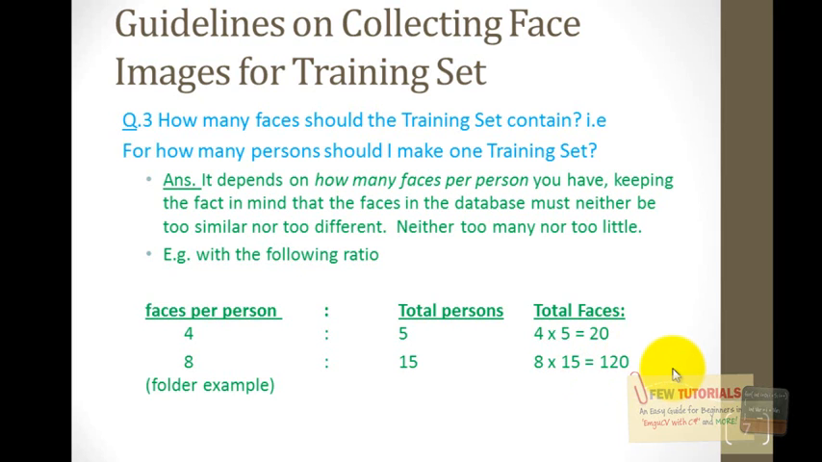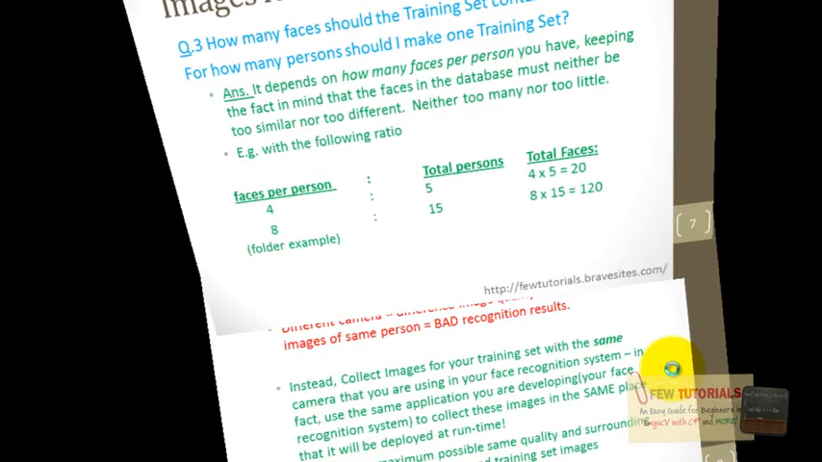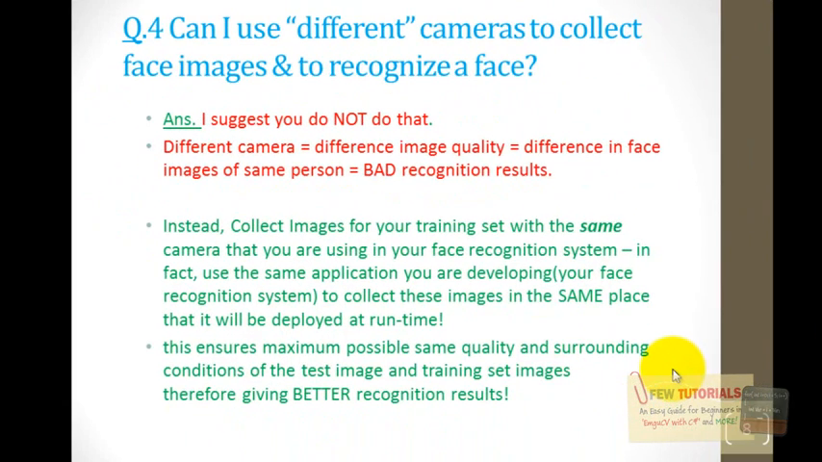Okay. Anyhow. Now, question number 4. Can I use different cameras to collect face images and to recognize a face? I discussed this before, and the simple answer is I suggest you do not do that. You see, different camera equals different image quality, which means difference in face images of the same person, which means bad recognition results.